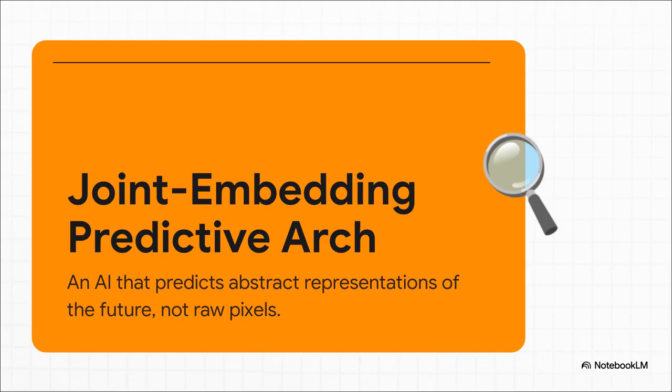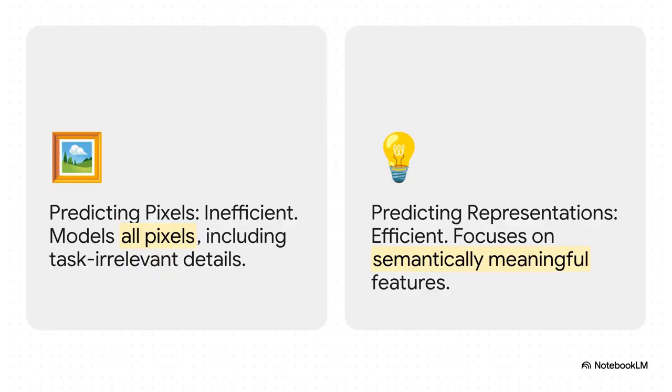Think of it like this. It's predicting the concept of a ball is rolling to the left, not trying to paint every single shadow and blade of grass around it. And this slide really nails the contrast. On the left, you have older models that try to predict every single pixel. They have to worry about all the useless details, like the exact shape of a cloud in the sky. It's just computationally insane. But on the right, you have JEPAs. They focus only on what actually matters, the underlying meaning, the important stuff. And that efficiency is the secret sauce that makes training on a single GPU possible.